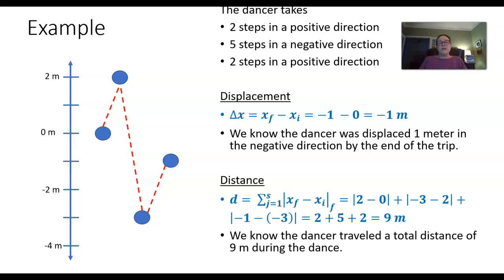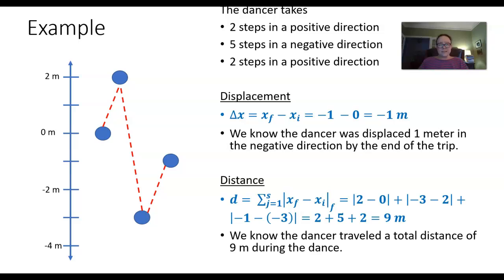Okay. Now to find her displacement, the delta x, I take the final position minus the initial position. Well, her final position was -1 meters, and her initial position was 0. She started at 0 meters. So her displacement was -1 meters. We know now that during the course of this dance routine, the dancer was displaced 1 meter in the negative direction.